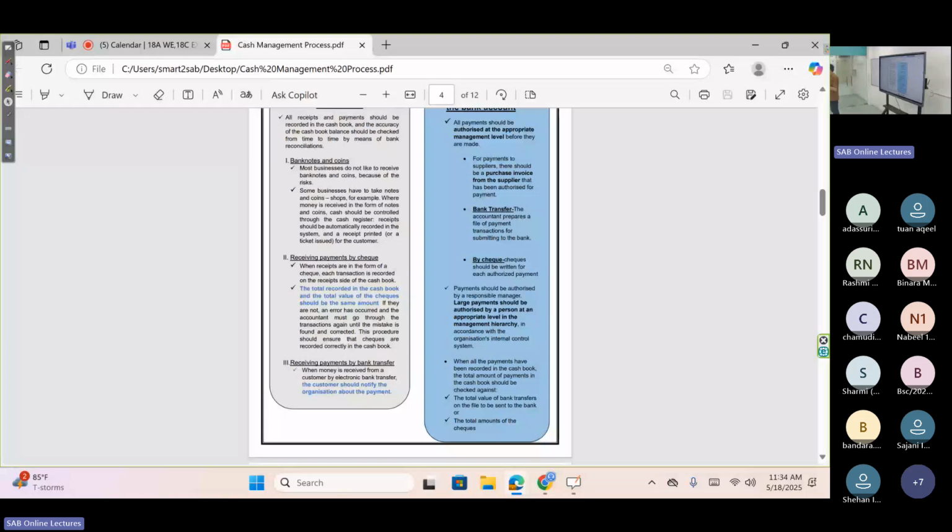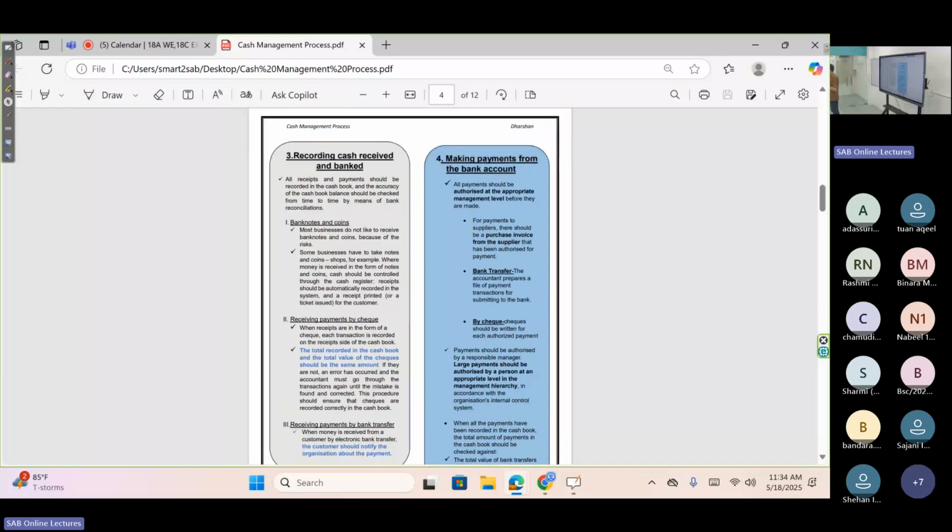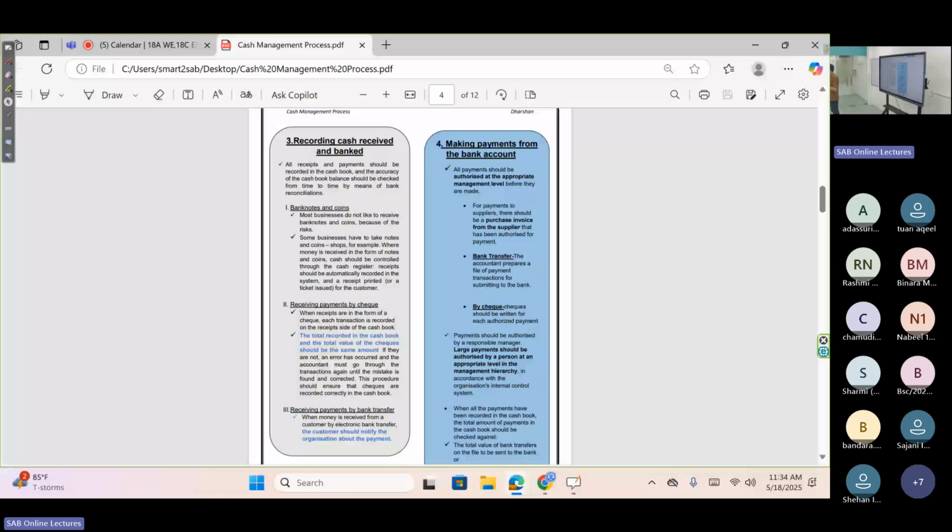Okay, so if it is bank and notes, what is the key point? If payment is received by checks, those check amounts and the check receipt list should be matched. If receipts are coming from bank transfer, then the bank list must be the supporting document. On the other hand, payment side, if you make the payment, you should get the approval. That payment must be supported by the proper evidence. And if you make the check payment, then that must be reconciled with the bank reconciliation. And payments must be approved based on the hierarchy level.